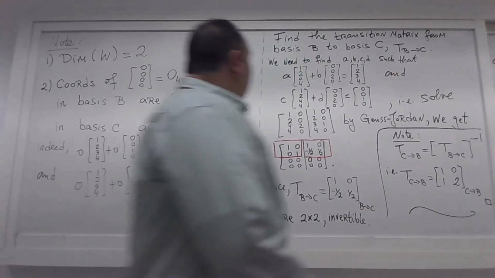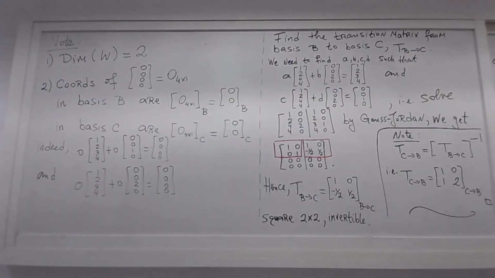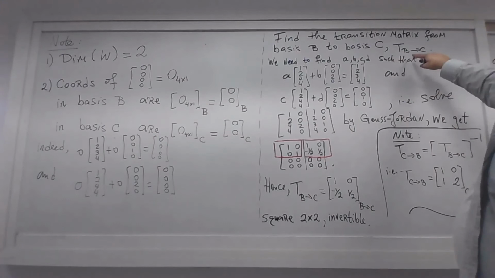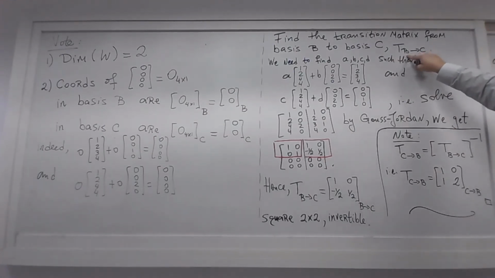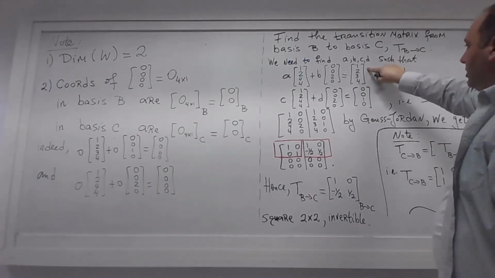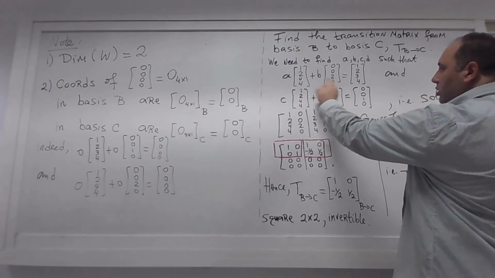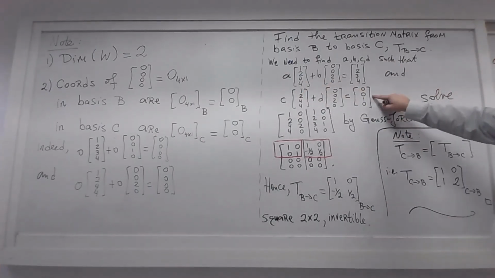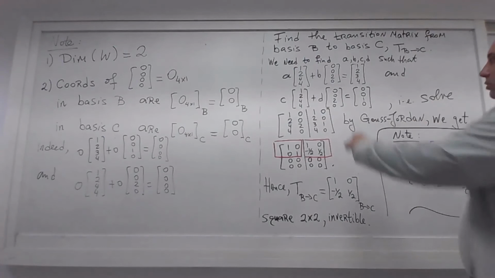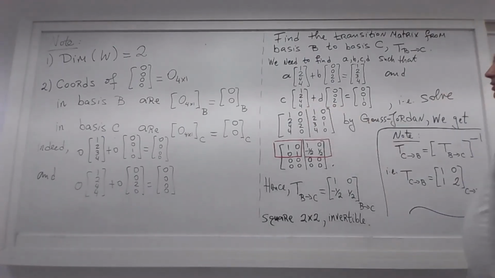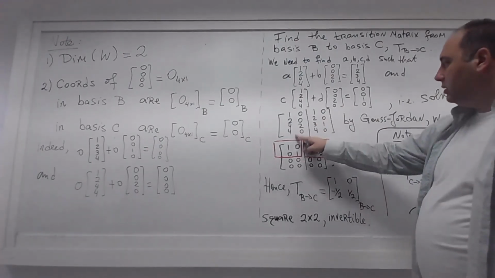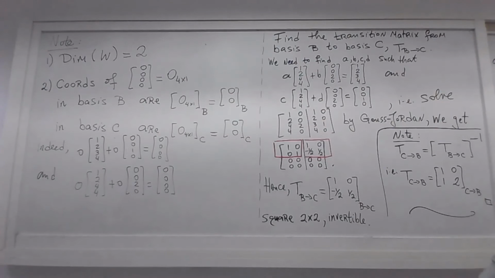Fine. We can also find the transition matrix from basis B to basis C, for instance. Now, what does it mean? Well, it means that I need to express every vector in basis B as linear combination of vectors in basis C. So, first vector in basis B needs to be expressed as linear combination of vectors in basis C. Second vector in basis B needs to be expressed as linear combination of vectors in basis C. So we simply need to solve the system. So this is C slash B, and we solve it.